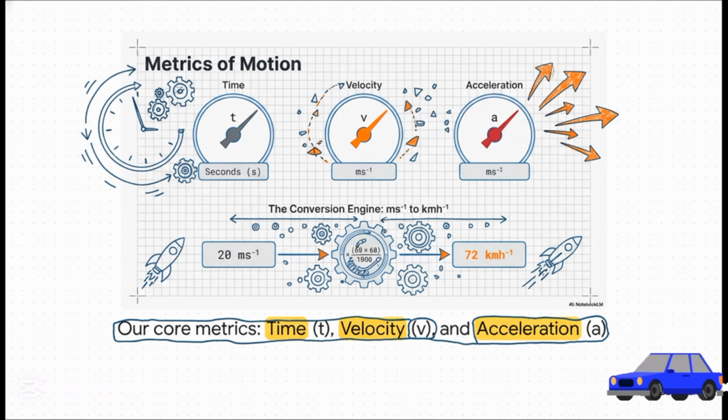For our toolkit, we're really just going to focus on three core metrics. We've got the scalar quantity of time, which we measure in seconds, and then we've got two key vectors: velocity, which is just how fast your position is changing, and acceleration, which is how fast your velocity is changing. And you know that weird unit for acceleration, meters per second squared? All that really means is how many meters per second is my velocity changing every single second? These three are the building blocks for just about any kind of motion you can imagine.